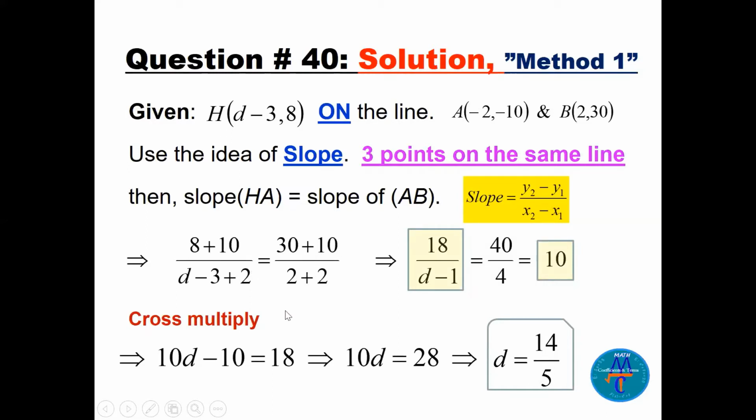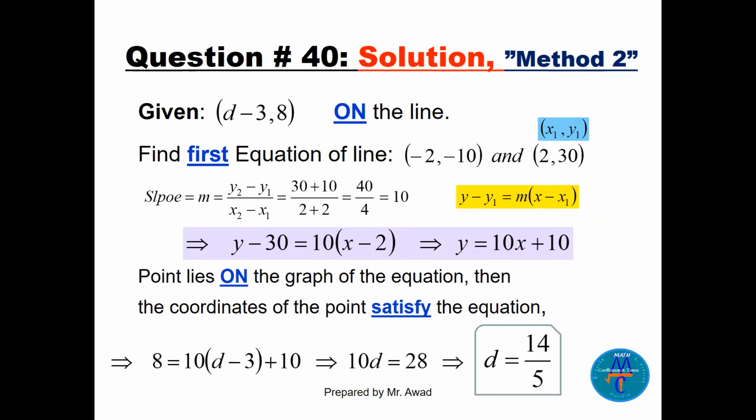So easily now you can figure out the equation. This is 18 over d minus 1 is equal to 40 over 4, which is 10. Cross multiply these two. So 10d minus 10 is equal to 18. Cross multiply this one and this one. And then d will be 14 over 5.